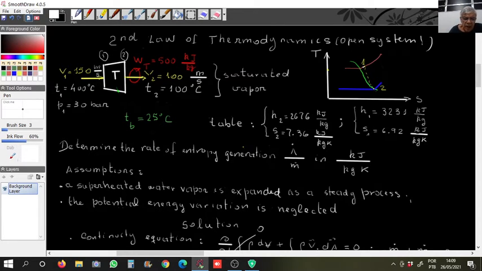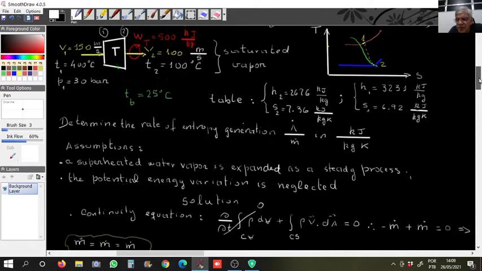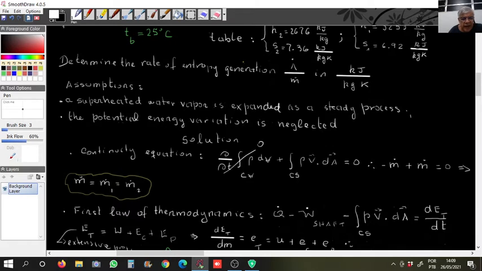Now, what I want to determine is the rate of entropy generation, lambda dot divided by m dot, in kilojoules per kilogram Kelvin. Now I'll make some assumptions. The superheated vapor is expanded as a steady process. What does that mean? The derivative with respect to time is identical to 0.